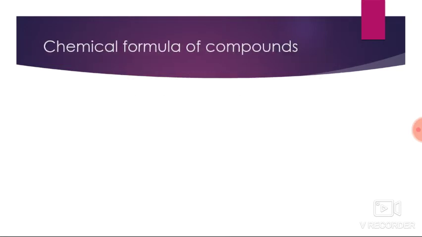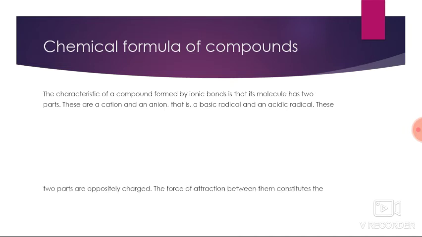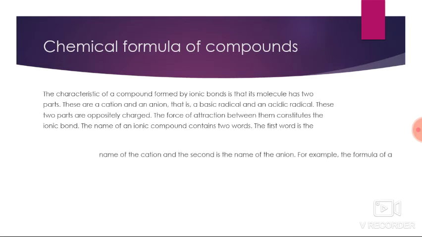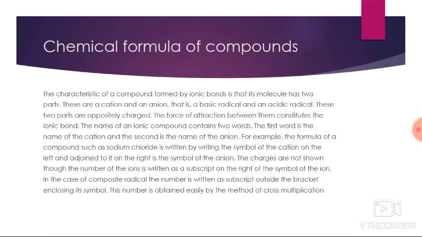It is the chemical formula of compounds. How we write the chemical formula of compounds. Before it, let's learn something about it. The characteristics of a compound formed by ionic bonds is that its molecule has two parts. These are a cation and an anion. It is a basic radical and an acidic radical. These two parts are oppositely charged. The force of attraction between them constitutes the ionic bond.